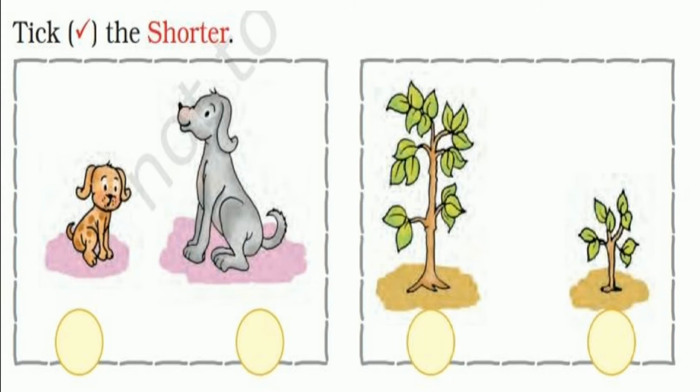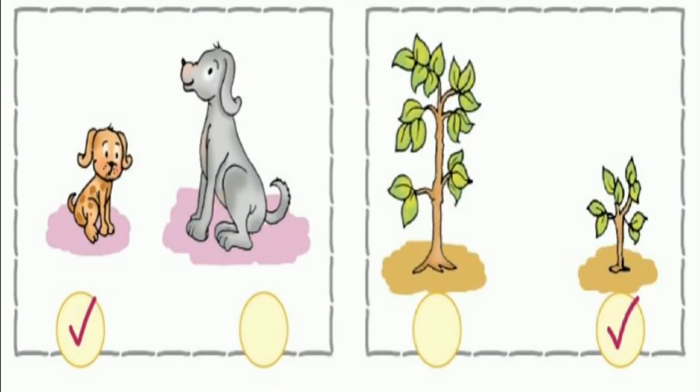Children, here you can see there is a puppy. Puppy is the young one of a dog and you can see a dog, right? So, between puppy and dog, which is short? Yes, puppy is short, right? Puppy is shorter than the dog. Beside that, you can see two plants. Between these two plants, which is short, first or the second? Yes, the second plant is shorter than the first one. So we shall take the second plant.